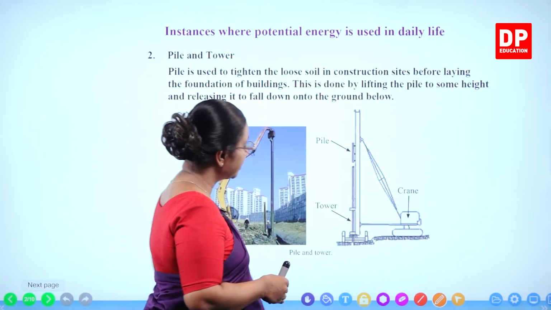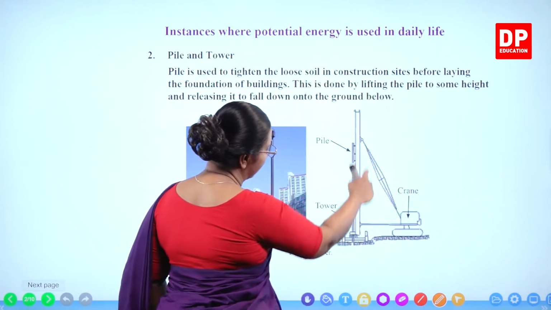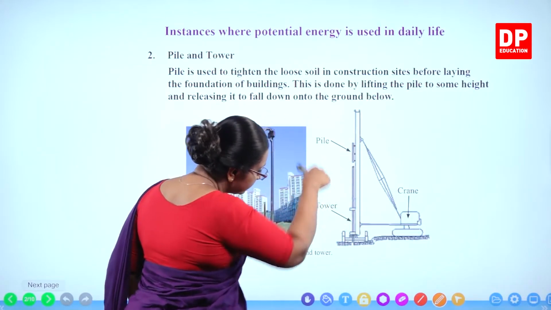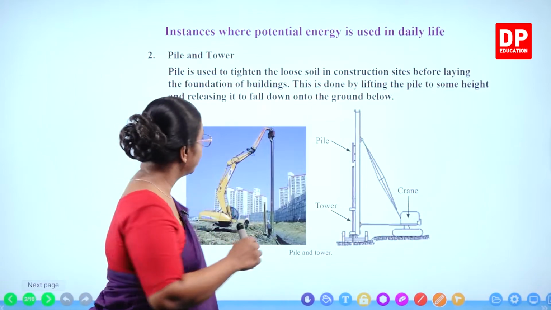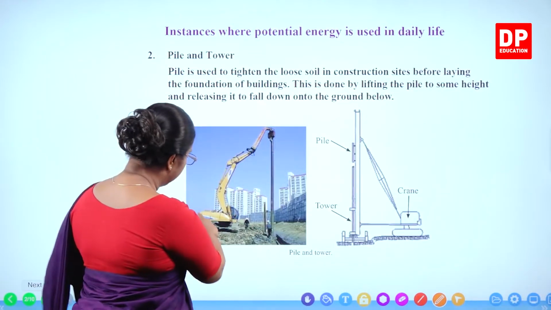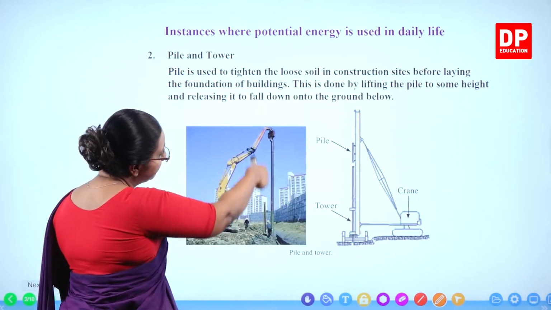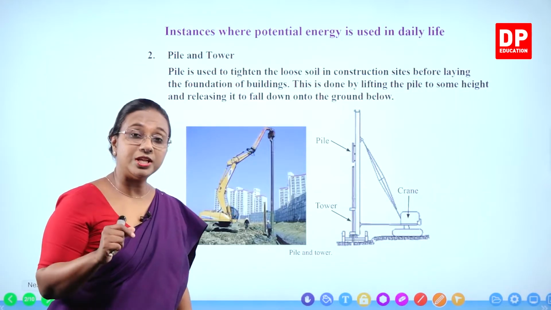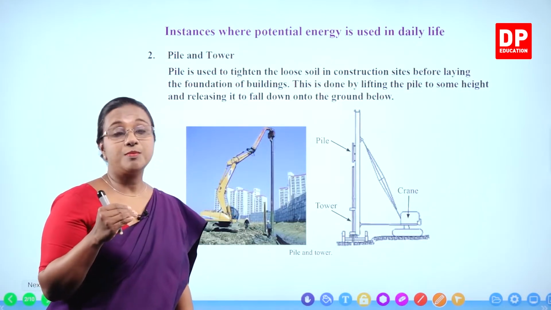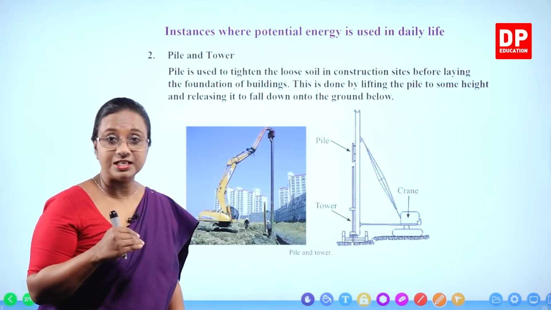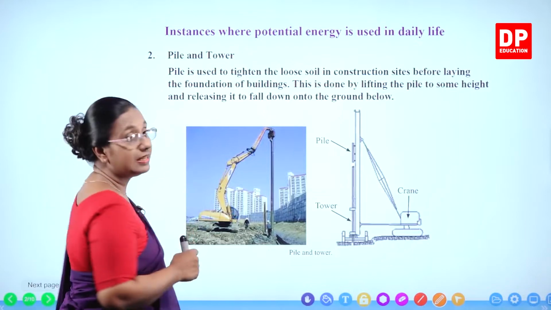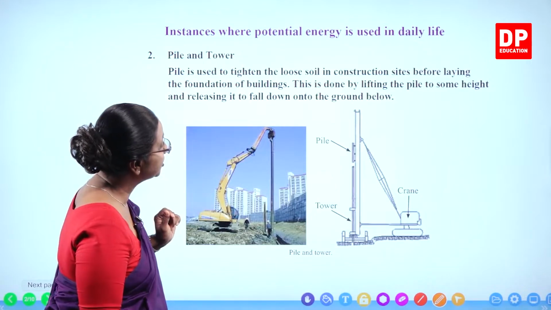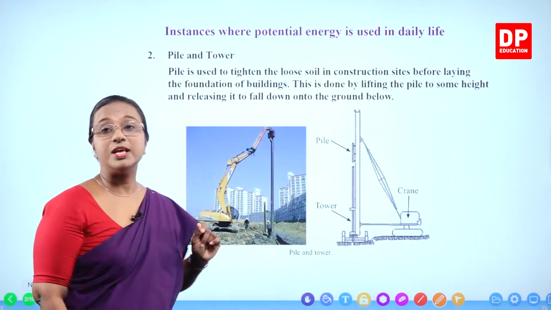If we look at this picture again, here the crane is used to lift the pile up. Here you can see there is a tower. That is the pile that has to be sent into the ground. So, they lift the pile up as much as possible. Here also you can see the crane lifting the pile up and then the pile is dropped down. So, it goes up, it gains potential energy. Then when it is dropped down, the potential energy is converted to kinetic energy. If we read the explanation, the pile is used to tighten the loose soil in construction sites before laying the foundation of buildings.